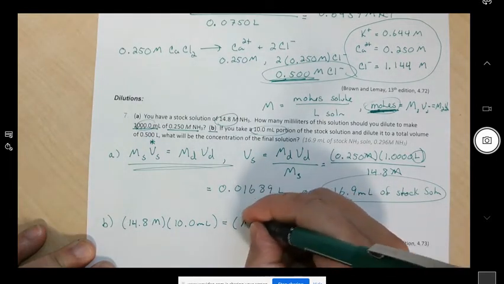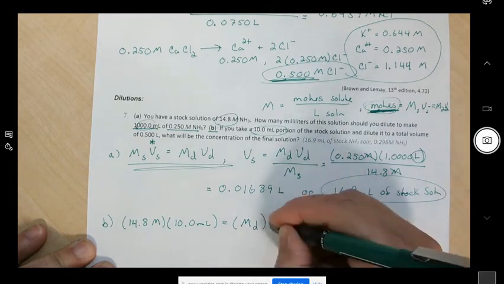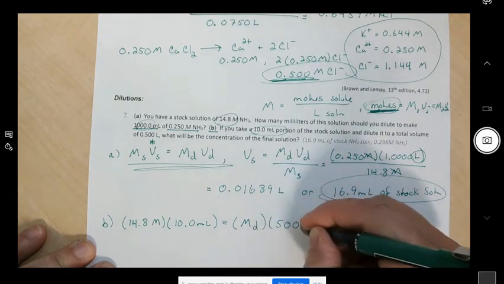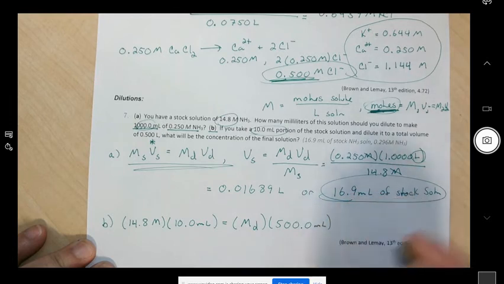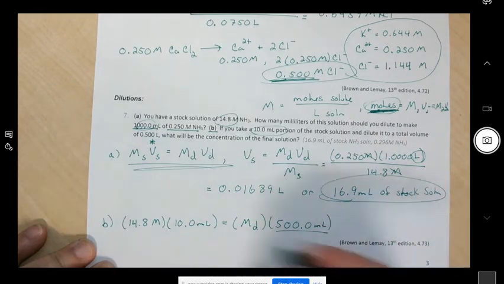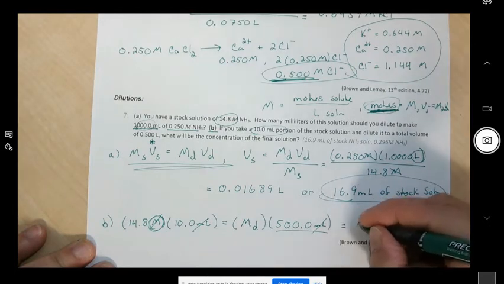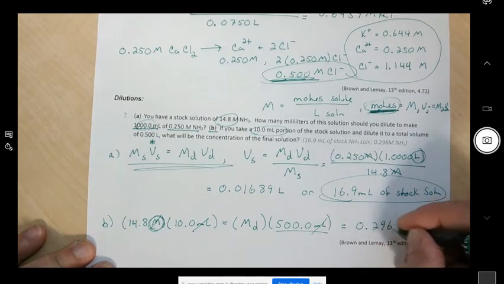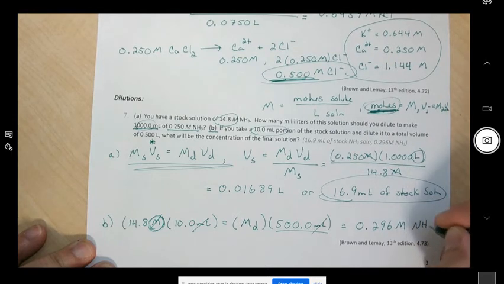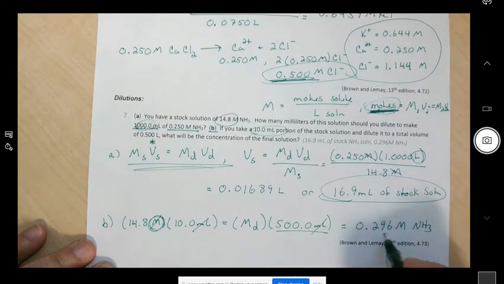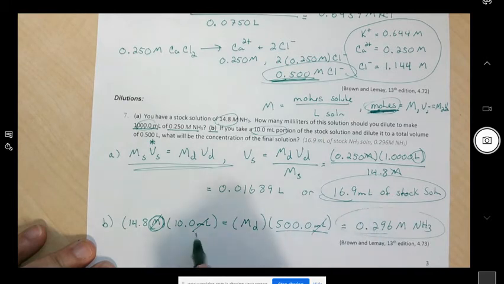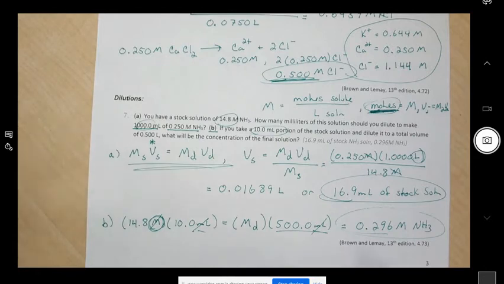But we want to know what the new concentration is. So that's what we're looking for, MD. And this is going to be 500 milliliters. See what I did there? I just took my liters into milliliters. So make sure those units are the same because milliliters will cancel. Molarity will be the only one left. And so we get a concentration of 0.296 molar NH3. That's it. So make sure your units for volume are the same. Otherwise, that can really mess you up. But when you're using this formula, it doesn't matter if you keep it in liters or milliliters, but they have to be the same.